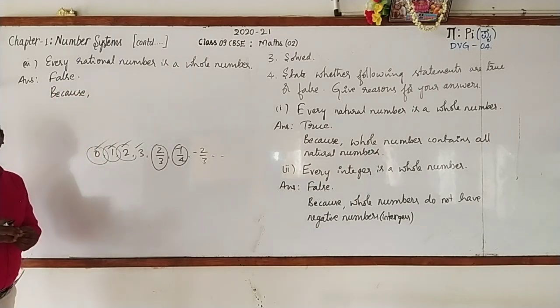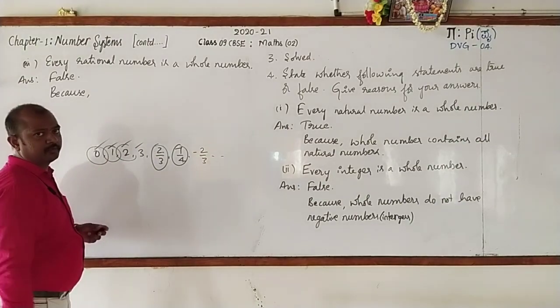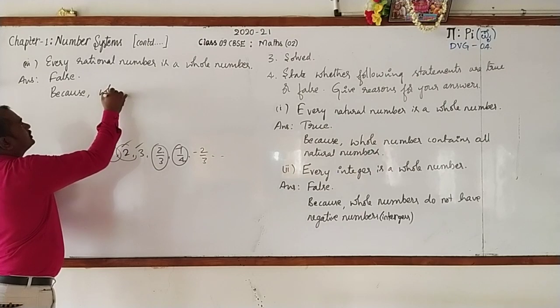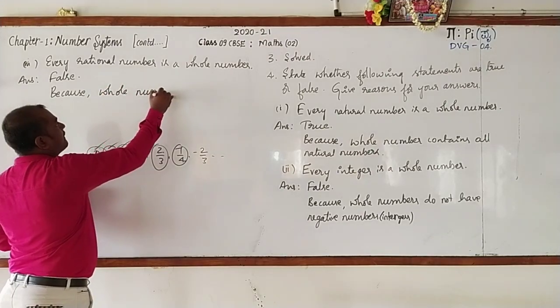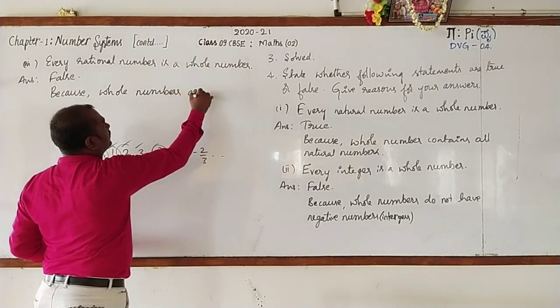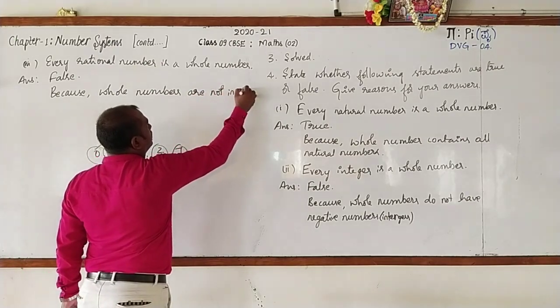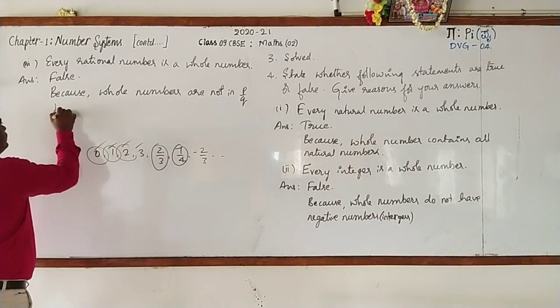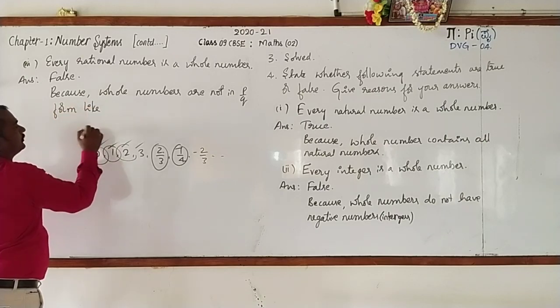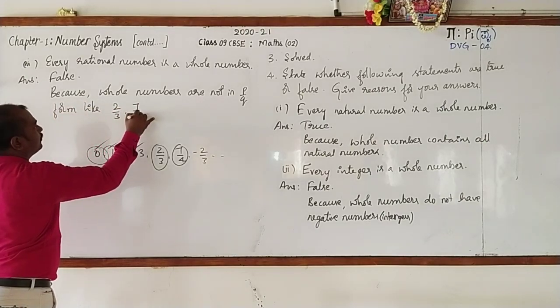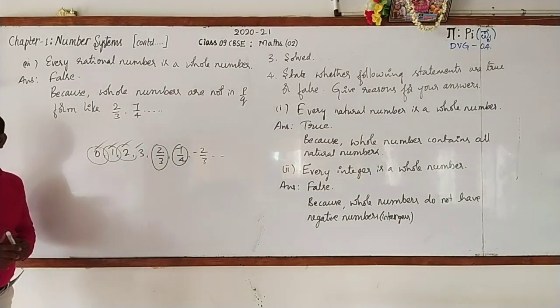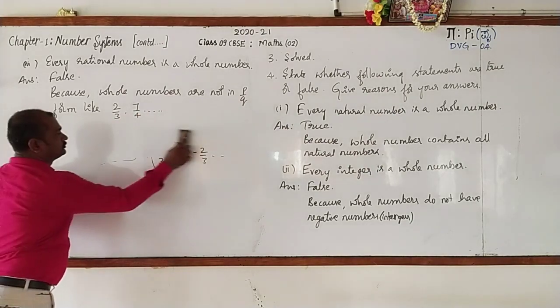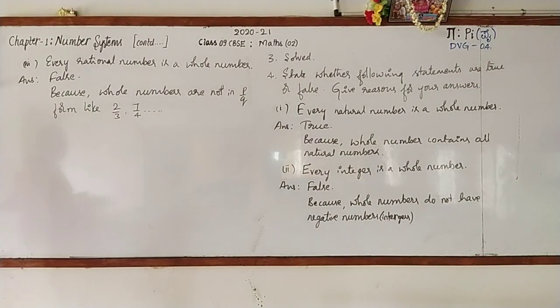Because whole numbers are not in the form of p by q, like 2 by 3, 7 by 4 and so on. Because whole numbers are not in p by q form, like 2 by 3, 7 by 4 and so on. Done.